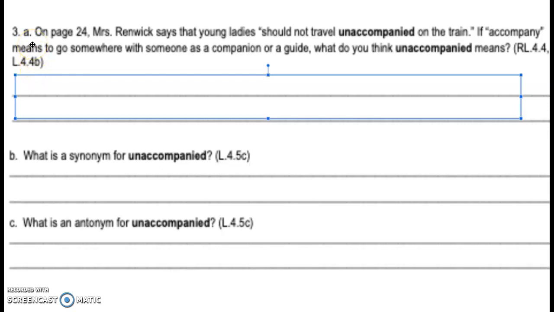Okay, let's go ahead and answer this. What do you think unaccompanied means? Alone without a companion or a guide. Oh, now we get to the fun part. Yesterday we learned about synonyms and antonyms. Can you think of another word that means the same as unaccompanied or alone without a companion or guide? Pause the video and answer B. When you're ready, press play for the answer.